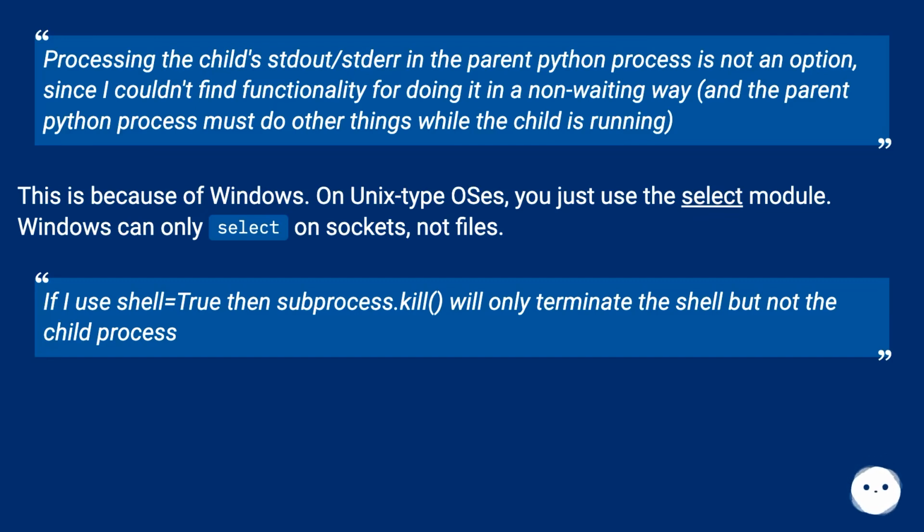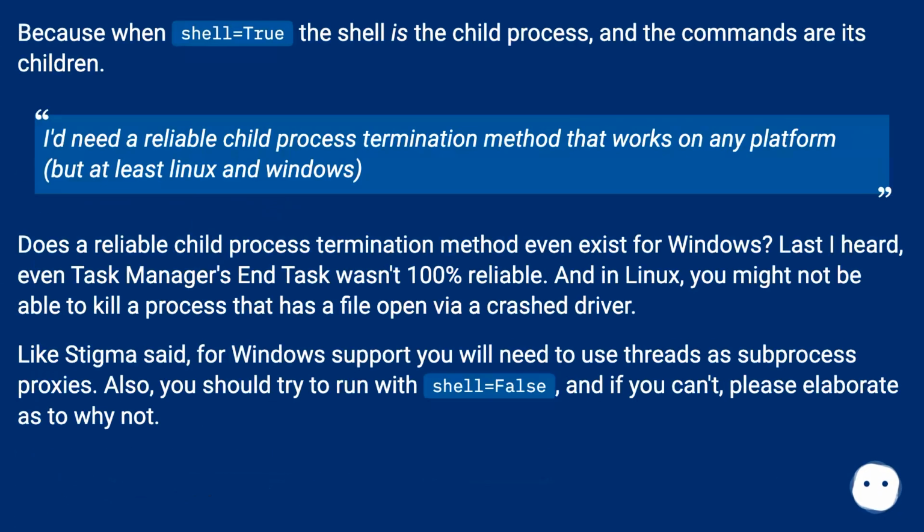If I use shell equals true, then subprocess kill will only terminate the shell but not the child process. Because when shell equals true, the shell is the child process, and the commands are its children. I'd need a reliable child process termination method that works on any platform, but at least Linux and Windows. Does a reliable child process termination method even exist for Windows? Last I heard, even Task Manager's end task wasn't 100% reliable. And in Linux, you might not be able to kill a process that has a file open via a crashed driver. Like Stigma said, for Windows support you will need to use threads as subprocess proxies. Also, you should try to run with shell equals false, and if you can't, please elaborate as to why not.